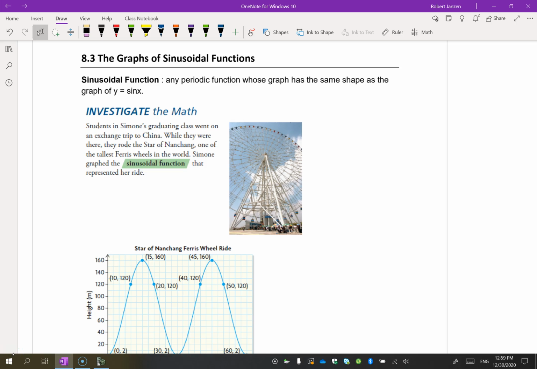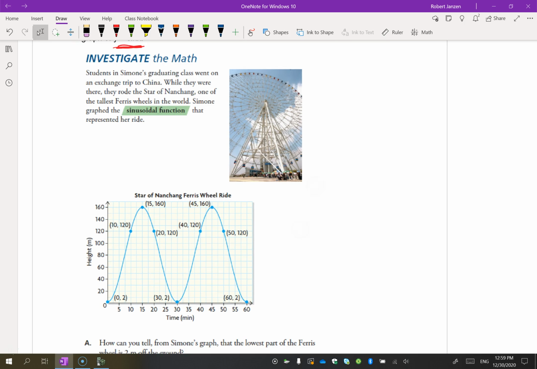Continuing on from lesson 8.2, we'll look at some examples here. So we talked a lot about the sine and the cos graph, and I've been using this term sinusoidal function. The sinusoidal function is any graph that looks like a sine graph or cos graph, which we've talked about being very similar. Okay, so let's take a look at this example.